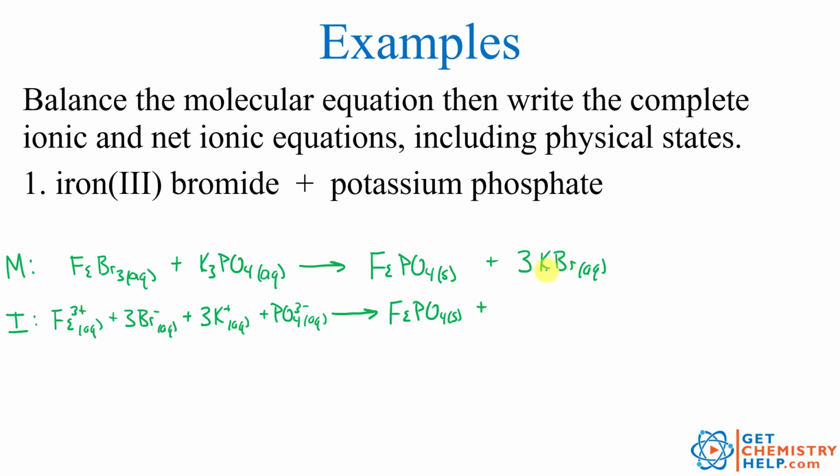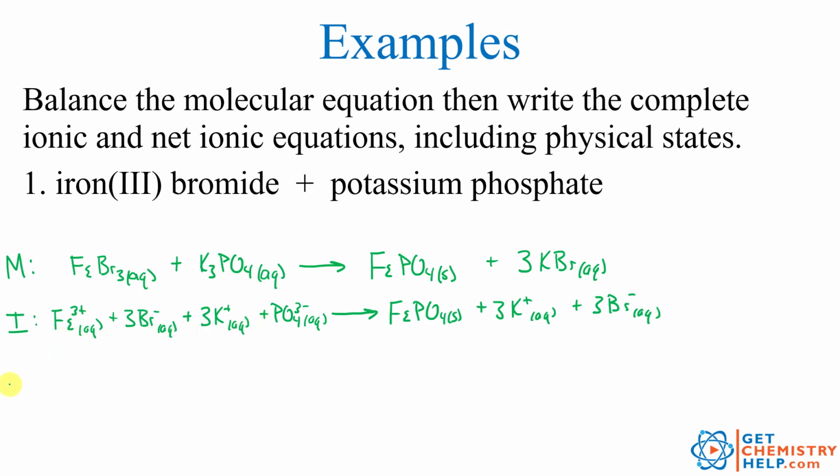And then how about the last product, potassium bromide? Well, there's 3 of those. It's ionic and it's soluble, so we're going to dissociate that and show the ions. So what ions would 3 potassium bromides form? Well, it would form 3 potassium ions, and it would form 3 bromide ions. Okay, so there's our complete ionic or our total ionic equation.